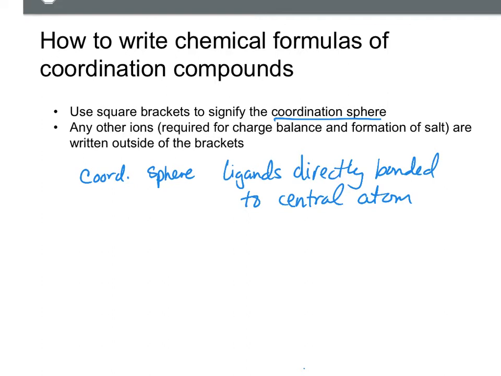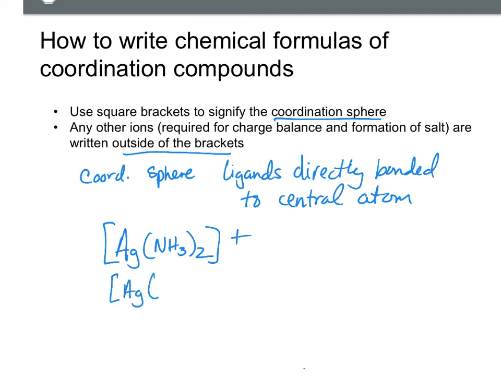This doesn't include any other atoms outside of the bracket. Those ions are required essentially to make a salt, to balance the charge. So, for instance, in our silver ammonia complex, we've seen this written as a complex ion like this, but you couldn't actually buy that in a jar. You can't buy a charged species; it has to be balanced out. So you would get silver ammonia with a chloride salt, for instance, or some other halide.